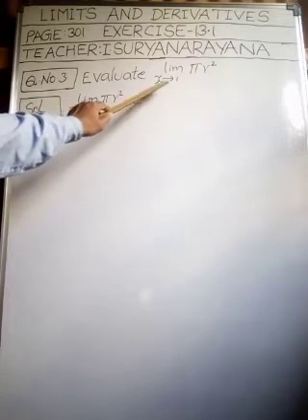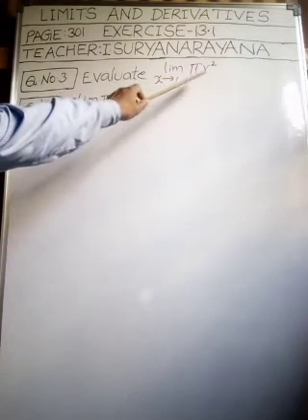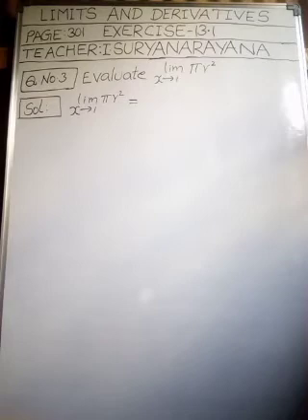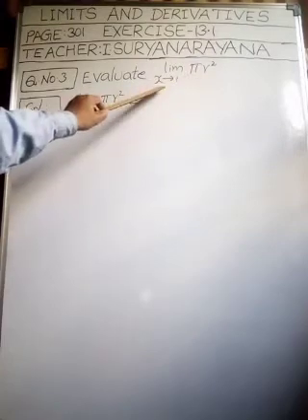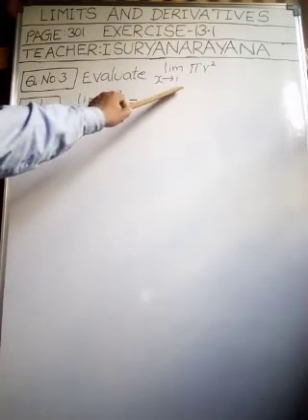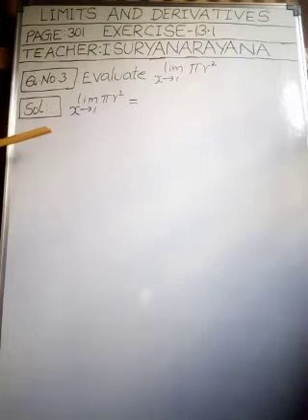Evaluate as x tends to 1, limit of pi r square. Understood this question? We have to find the limit of this function pi r square as x is approaching 1. Right. Come to the solution part. As x tends to 1, limit of pi r square is equal to, here also first we apply the substitution method.